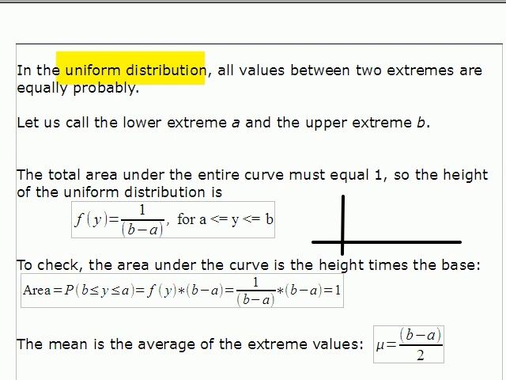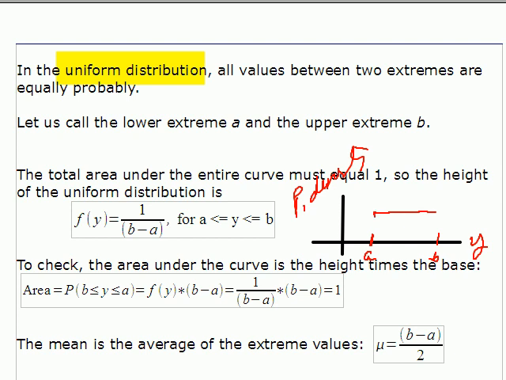Here would be your y values, and this is the probability density on the y-axis, and it's a continuous distribution. If this is restricted to two values, it can't be infinite like with the bell-shaped curve. So you have two values here called the lower one a and the upper one b. The probability is equally likely, so this is just a straight line.